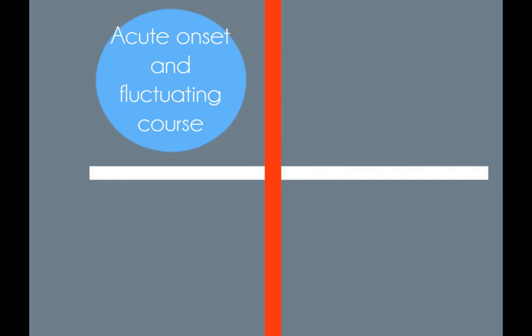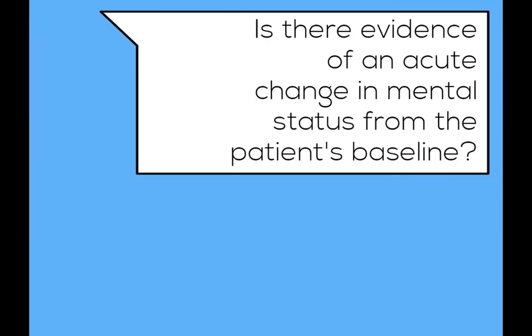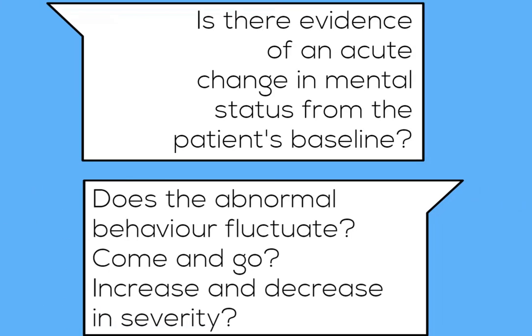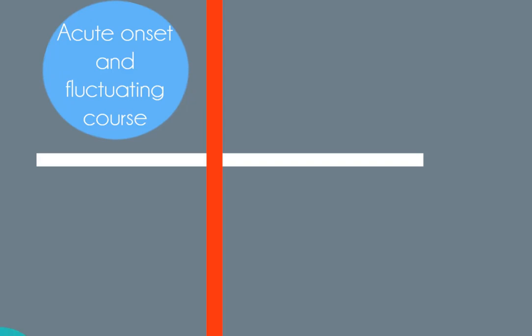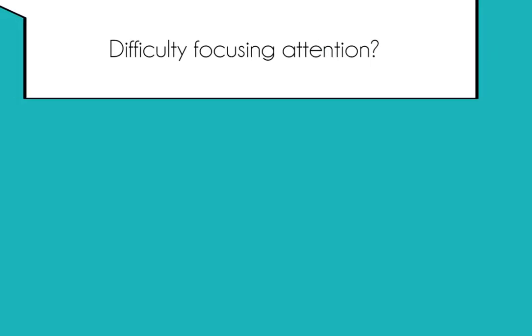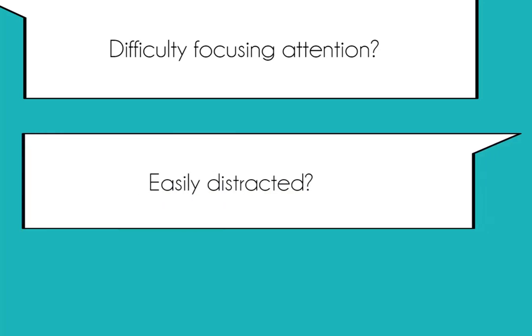The first feature is acute onset and fluctuating course. And the questions we focus on at this stage are: is there evidence of an acute change in mental status from the patient's baseline? And does the abnormal behaviour fluctuate during the day? Does it tend to come and go, increasing and decreasing in severity? Feature 2 explores the level of inattention. And our questions here are: does the patient have difficulty focusing attention? Are they easily distracted? And are they having difficulty keeping track of what is being said?